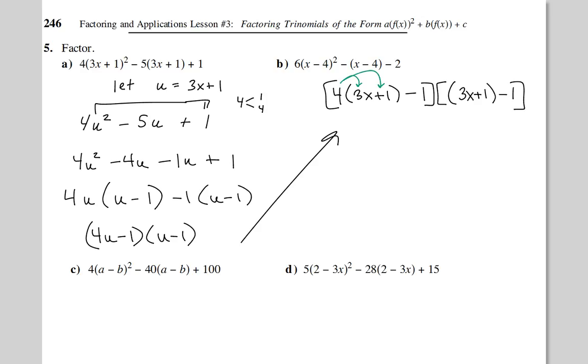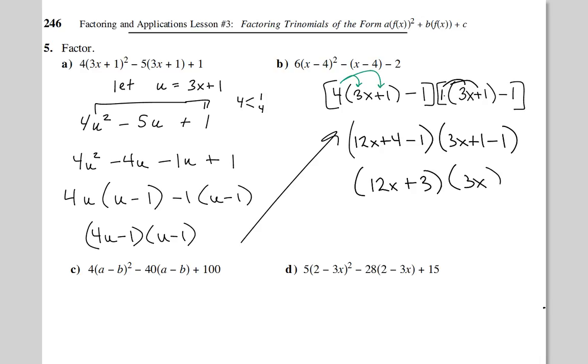Alright, so we distribute in that 4, you get a 12x plus 4 minus 1. And then distributing a 1, that's not going to do anything, so I got a 3x plus 1 minus 1. So I got 12x plus 3, 3x. Am I done? What can I do now? Take out a 3 out of the first one. What do you get? 4x plus 1. And then I still have a 3x over there. And then just to make it cute, you put the monomials together. And you got this.